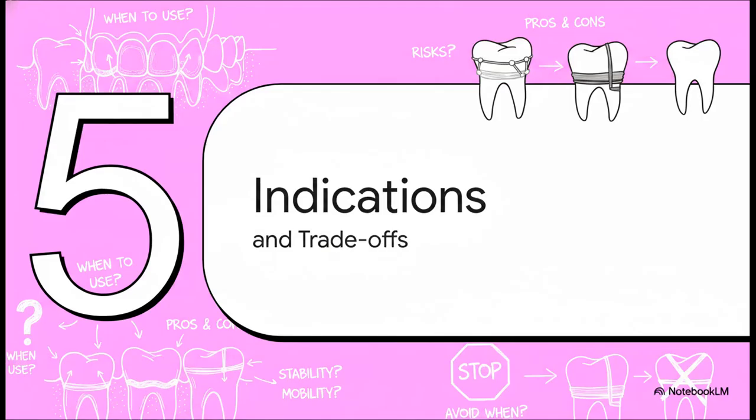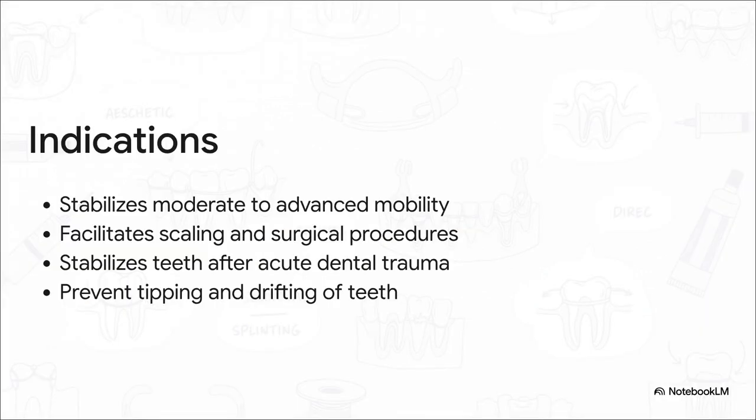Section 5. Indications and trade-offs. This brings us to a critical juncture. When should we actually use this workflow? And maybe more importantly, when should we avoid it entirely? Let's look at the main indications.